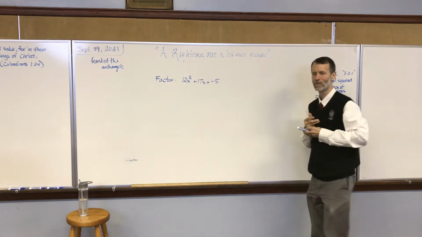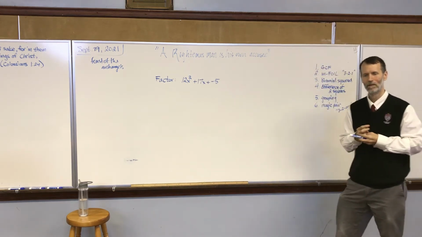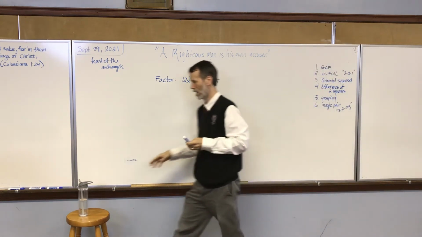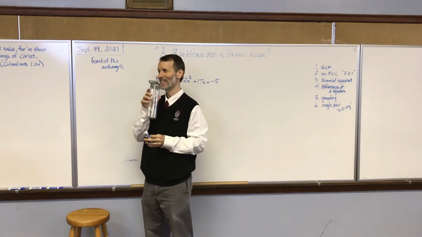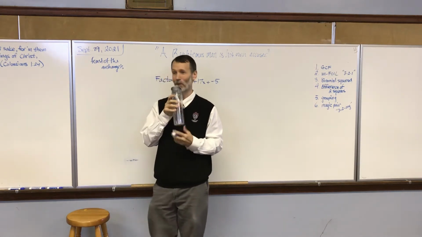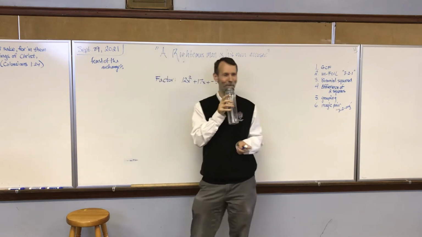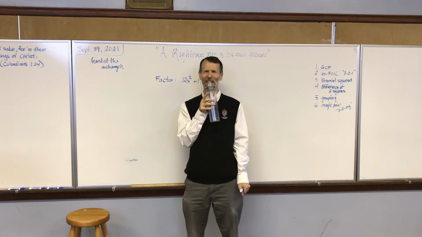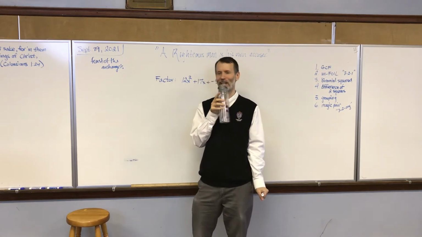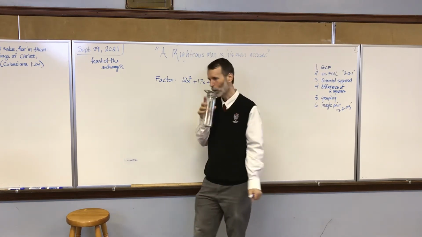Question: is there a number times itself that equals 75? Yes, but it's icky. It's the square root of 75 times the square root of 75. What's the square root of 75? 8 point something. You'd have to use a calculator to get the decimal approximation.